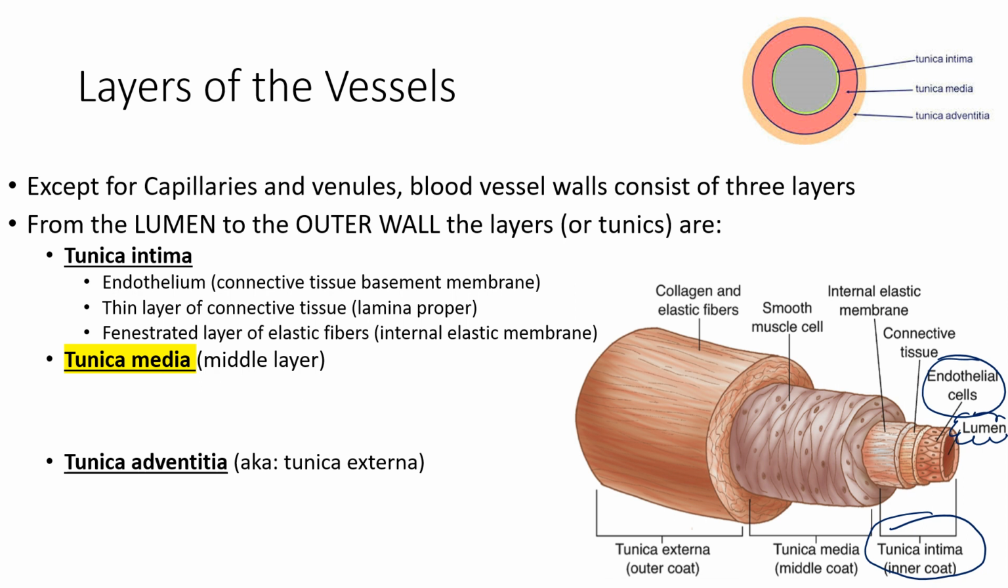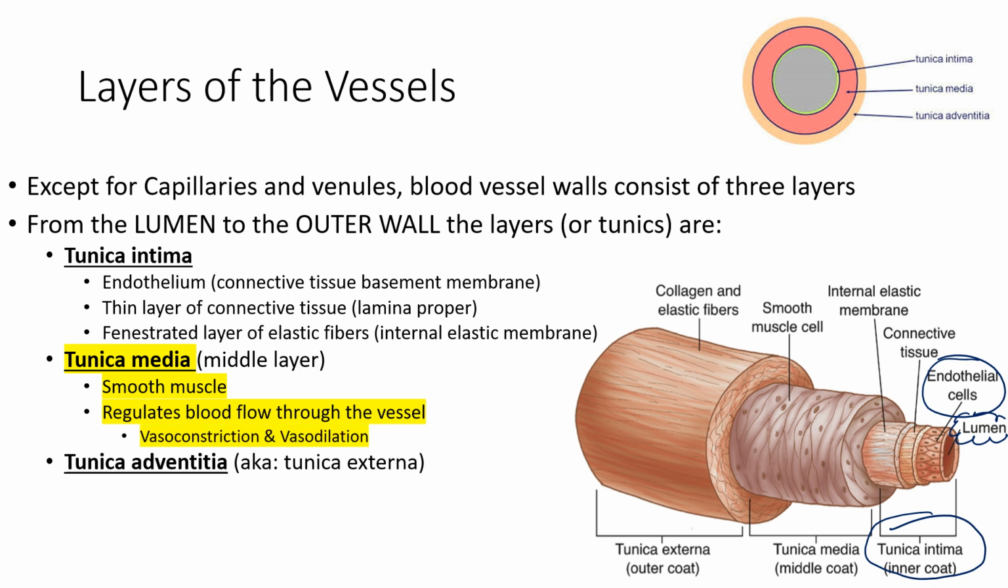The lumen. Now, the tunica media is really the one that we've been talking about without naming it in A&P1 when we discussed smooth muscle. We said smooth muscle wraps around the blood vessels to either allow them to constrict or dilate. Specifically, it's in the middle layer, in the tunica media. So you do need to know that smooth muscle cells are found in the tunica media layer. This is going to regulate blood flow through the vessel, which we've said before, vasoconstriction versus vasodilation.